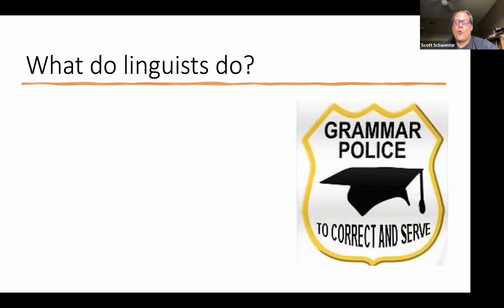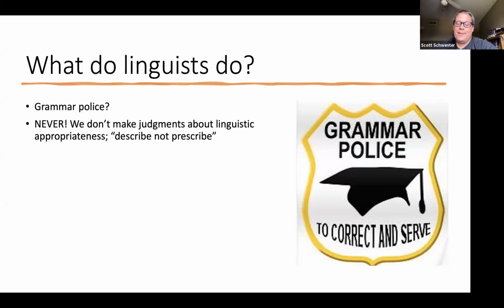Are they grammar police? And I found this great little picture on the internet, right? To correct and serve. Are we the grammar police? Never. We don't make judgments about linguistic appropriateness. We describe, we don't prescribe. So I typically make the comparison with geologists. So geologists don't tell rocks how to be, right? And linguists don't tell speakers or their languages how to be. We're describing them in the same way that geologists are describing rocks and soil and things like that.